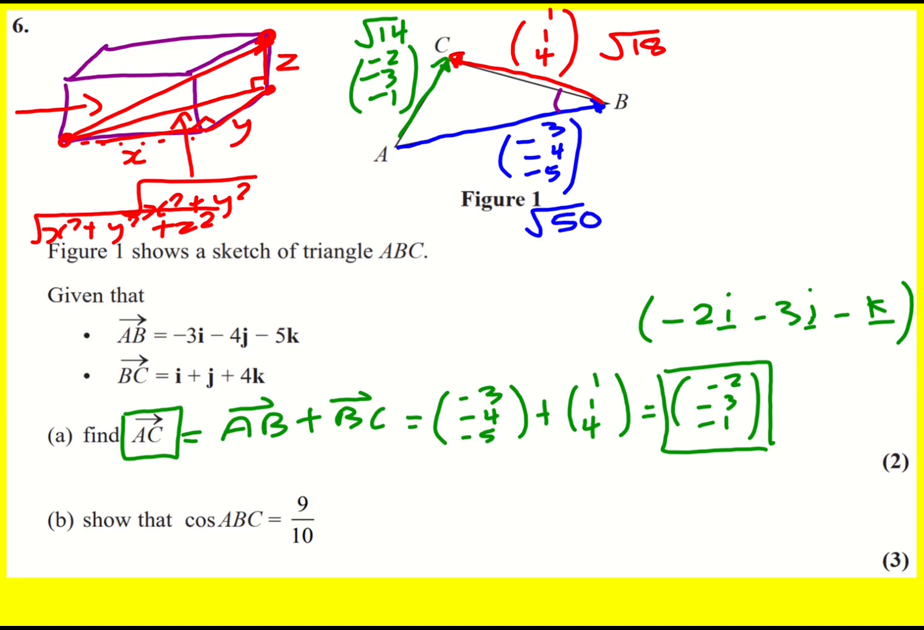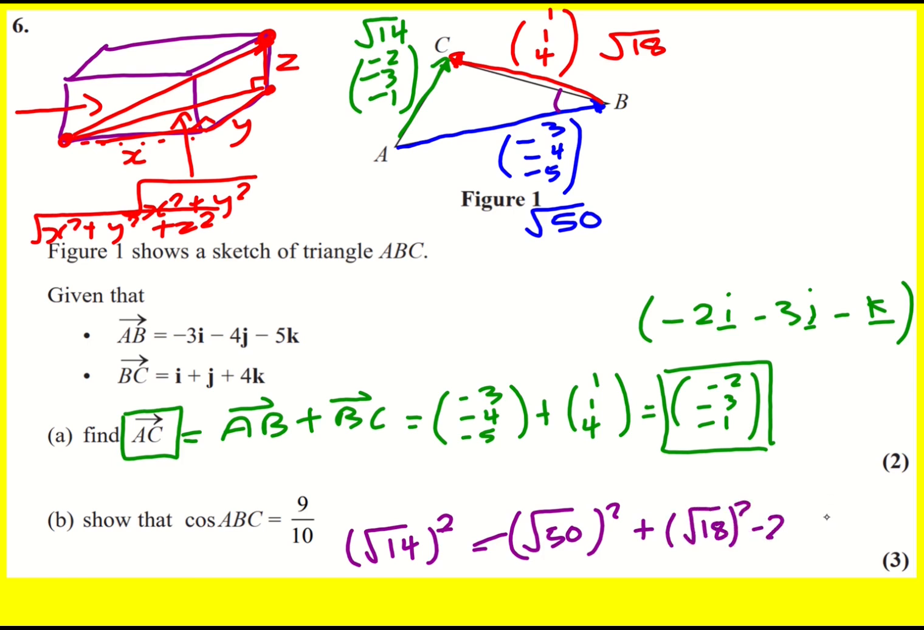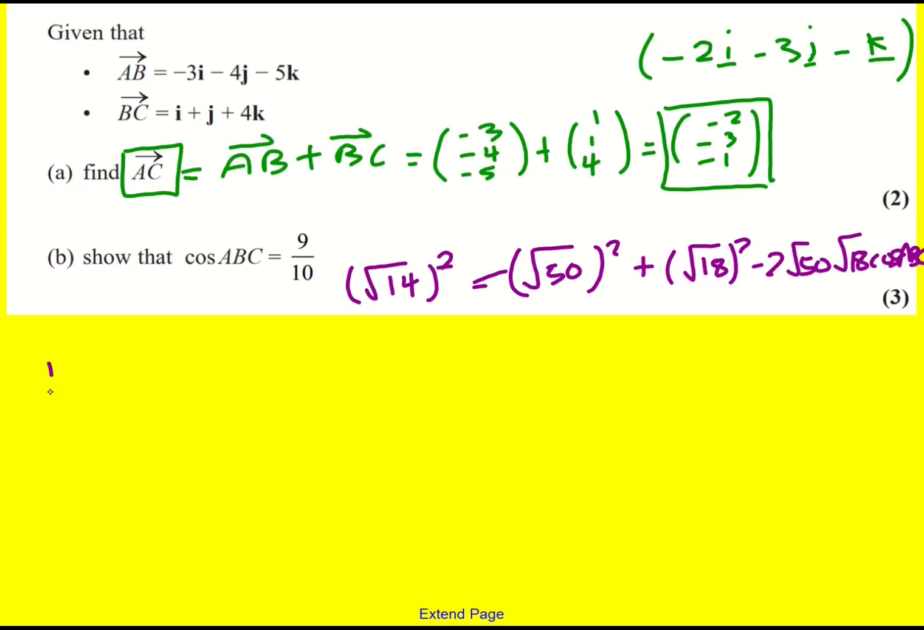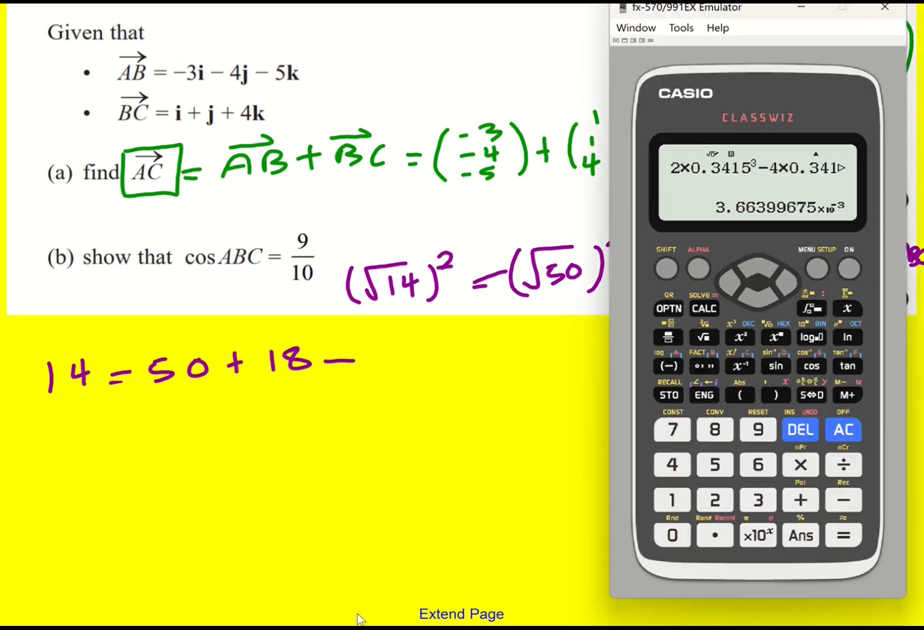So then I'll have root 14 squared, because that's the one opposite the angle, is equal to root 50 squared plus root 18 squared minus 2 times root 50 times root 18 cos ABC. Right, we're on our way now. 14 equals 50 plus 18 minus 2 times root 50 times root 18.